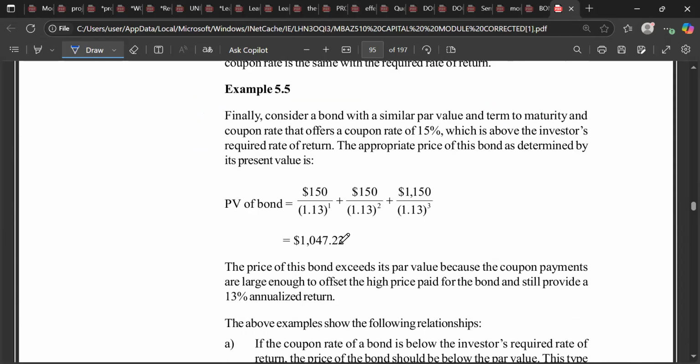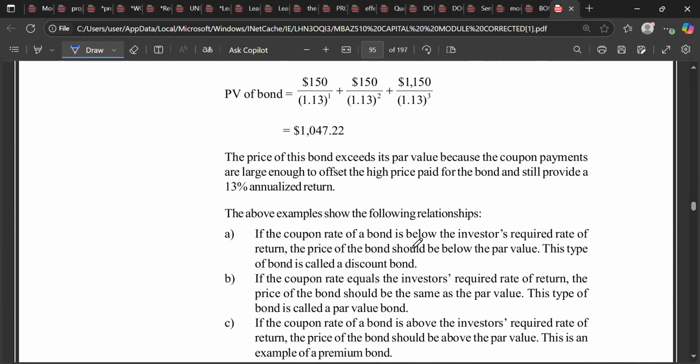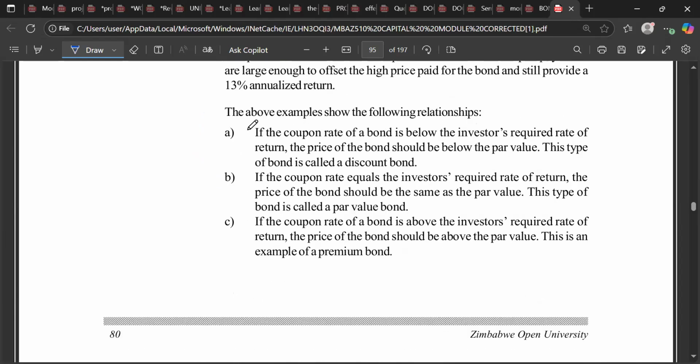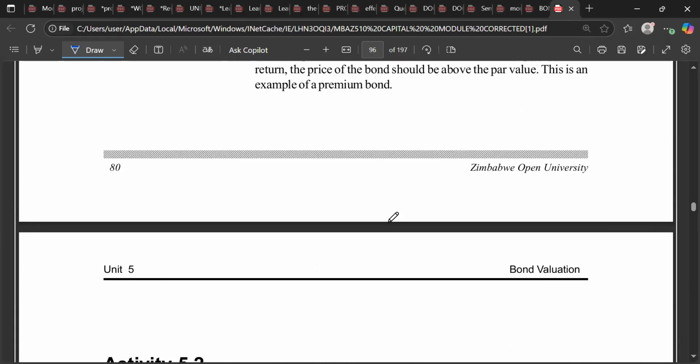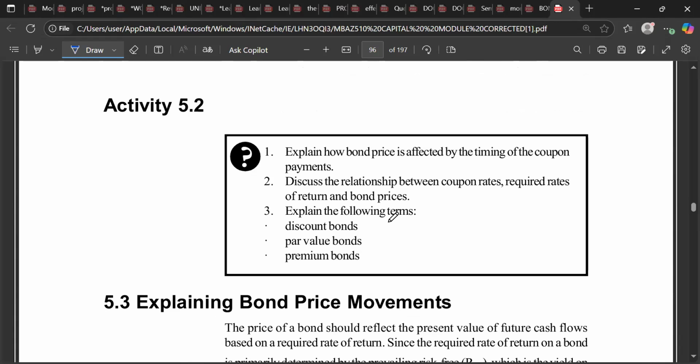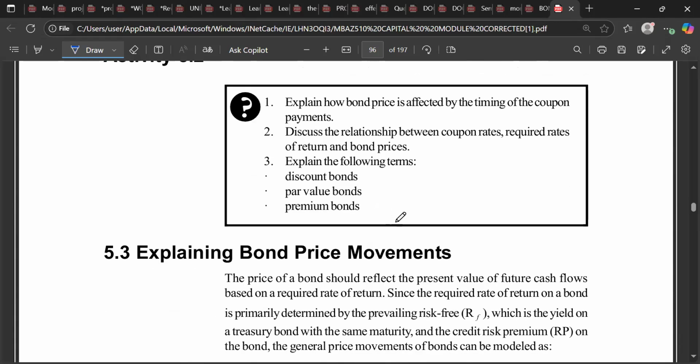And in the next one, where the coupon rate is higher than the required return, you get a premium bond because the price of the bond exceeds the par value. So it's called a premium bond. In summary, this is how these are related. If the coupon rate is below the required return, the bond is a discount bond. If the coupon rate equals the required return, it's a face value bond. If the coupon rate exceeds the required return, it's a premium bond. Any questions so far?